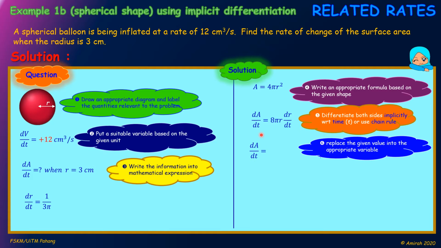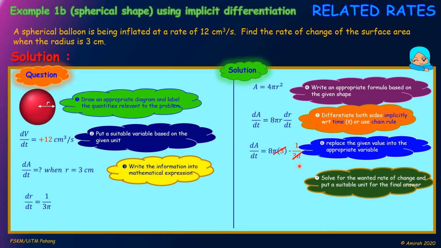After that, step 6, we replace the given values into the appropriate variables. We replace dr over dt equals 1 over 3 pi here, and then we replace r equals 3 here. Then we can simplify the 3 pi here with the 3 pi in the denominator. Then solve for the wanted rate of change and put a suitable unit for the final answer.